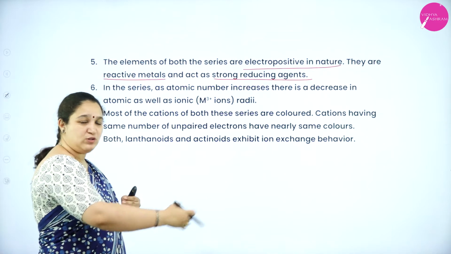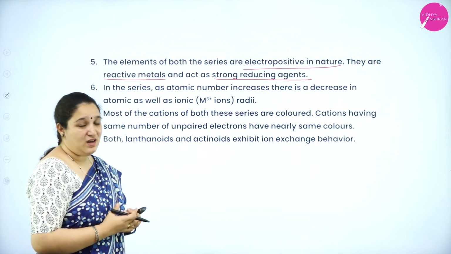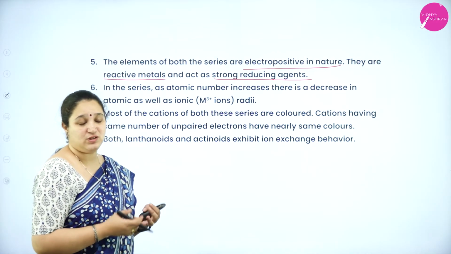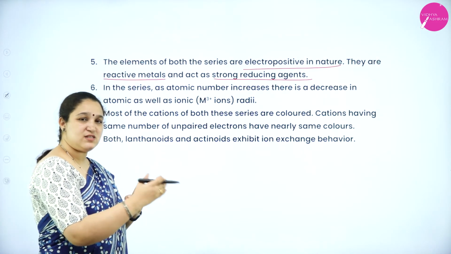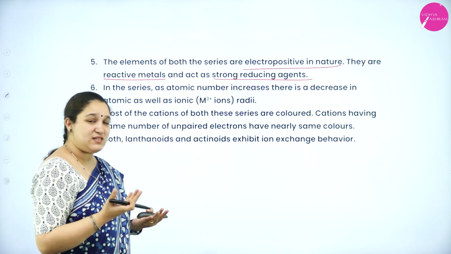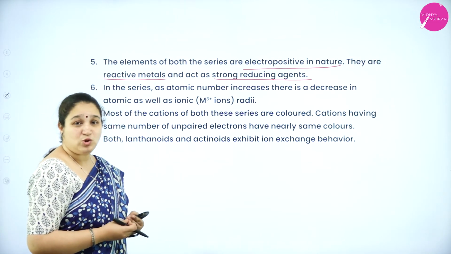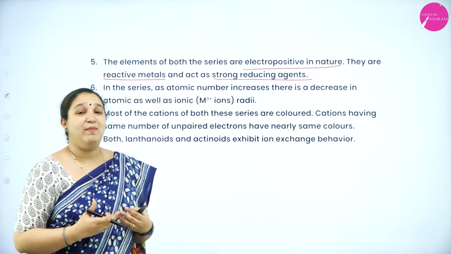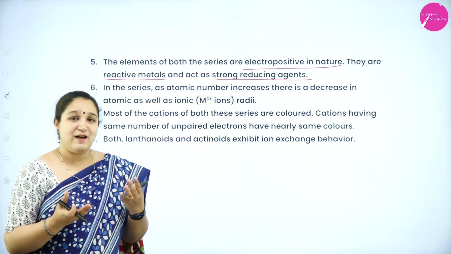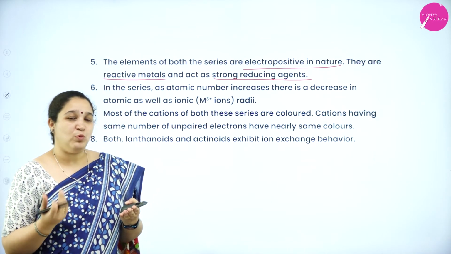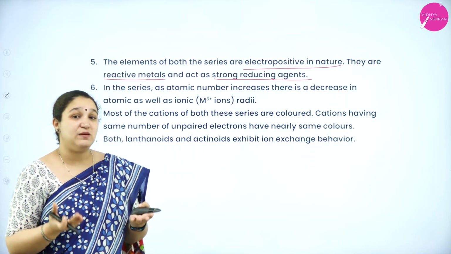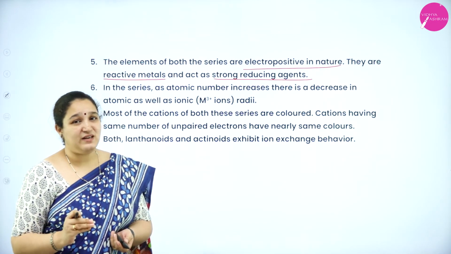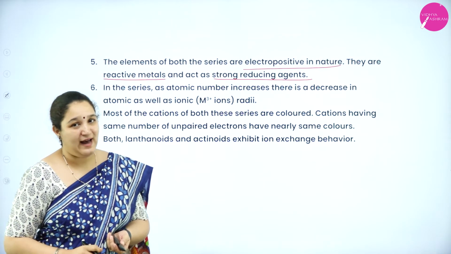Okay. Also, the other thing we can observe here is the atomic radii. When we are moving along the period, the atomic radii is decreasing. We call that lanthanoid contraction and actinoid contraction. That is, the atomic radius is continuously decreasing in both lanthanoids as well as actinoids. Not only that, as they have unpaired electrons, most of them are colored, and when they have the same number of unpaired electrons, both lanthanoids and actinoids have similar color as well. So these are some of the similarities of lanthanoids and actinoids.